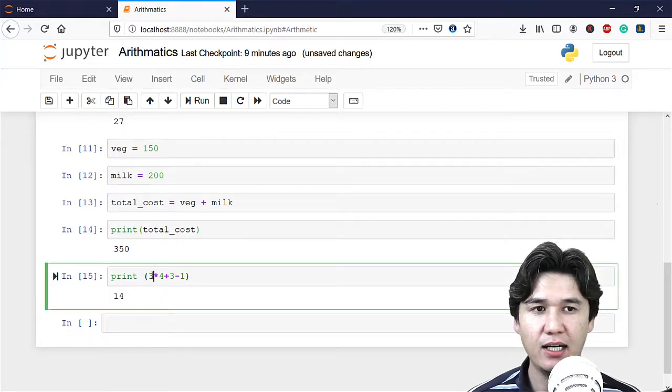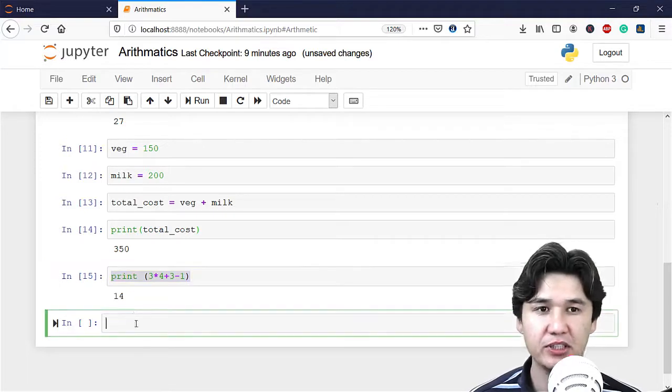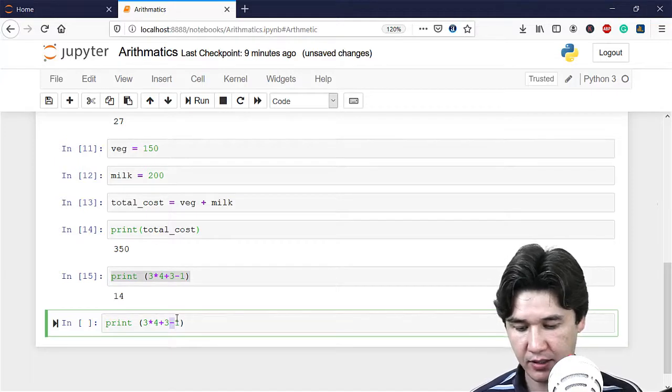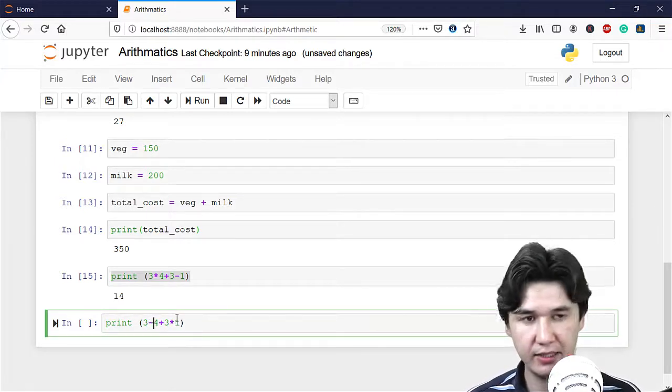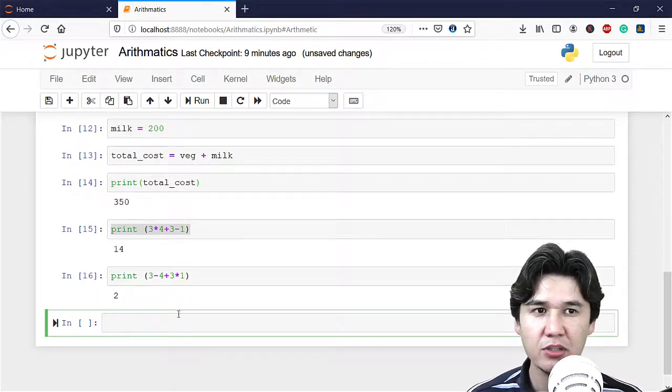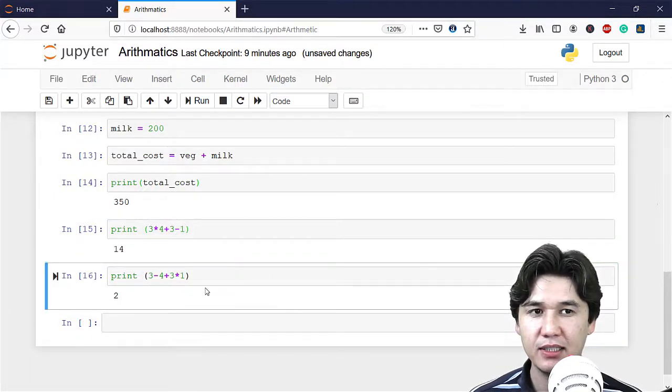For example, I have just multiplied 3 by 4, which is equal to 12, and we have added 3, and we have subtracted 1. How about if I change that equation and change the order of the operations, maybe 3 multiply 1 and minus that one and plus. Now what we get, the answer is 2. Why are these different? The result should be the same, but it is not the same.